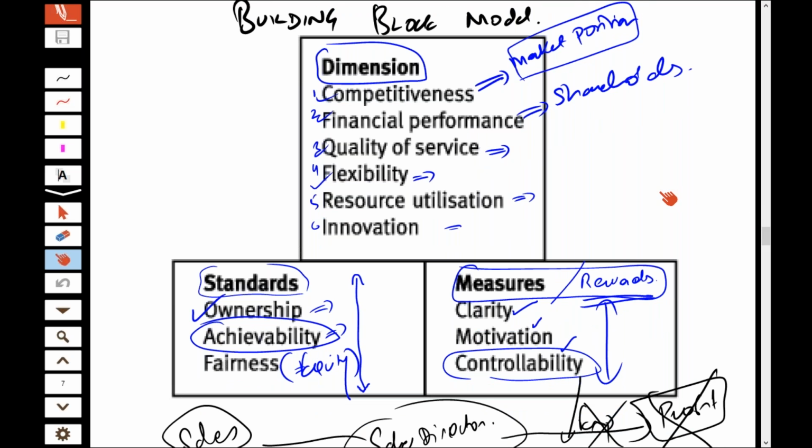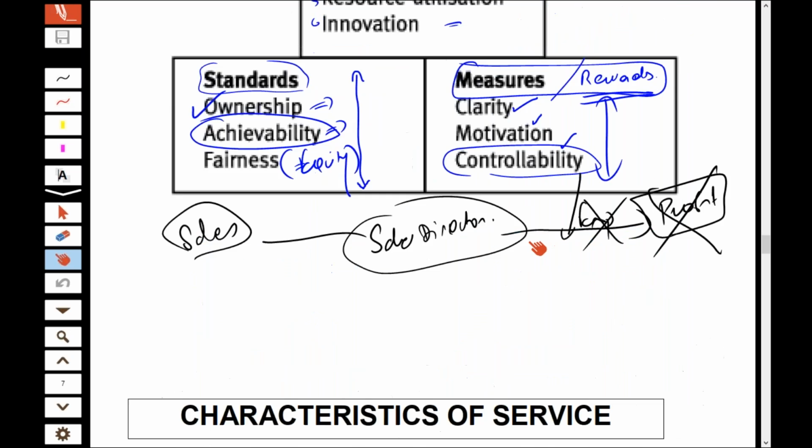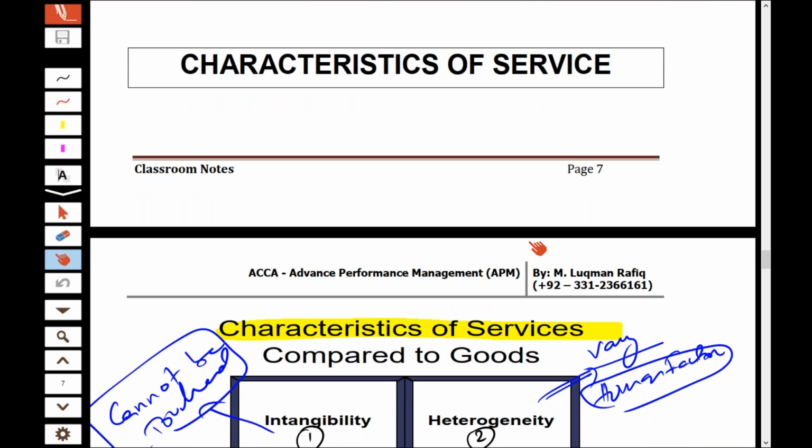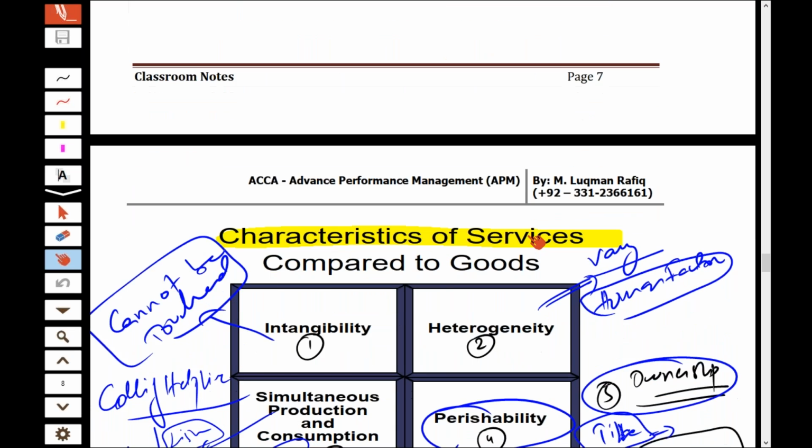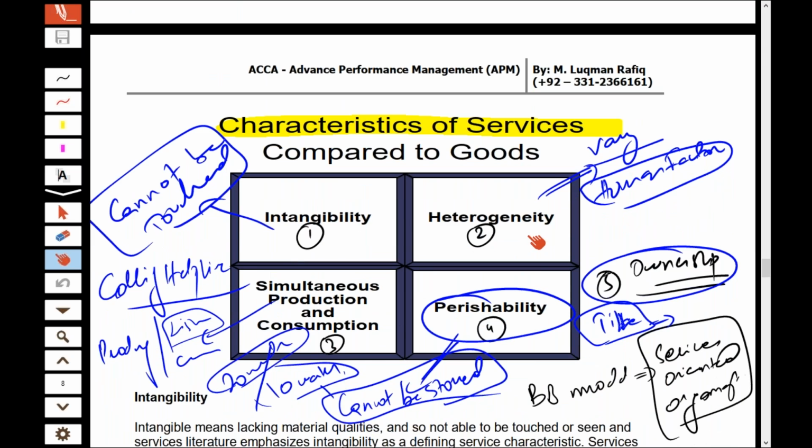And I told you people that this building block model was originally introduced for service oriented organizations. And what was the reason to have a different type of model for the service oriented organization? That was because a service has got different characteristics as compared to the manufacturing organization. And what are those different characteristics?